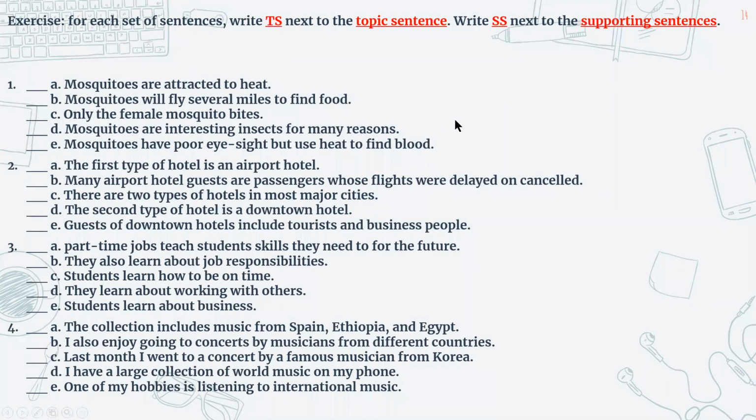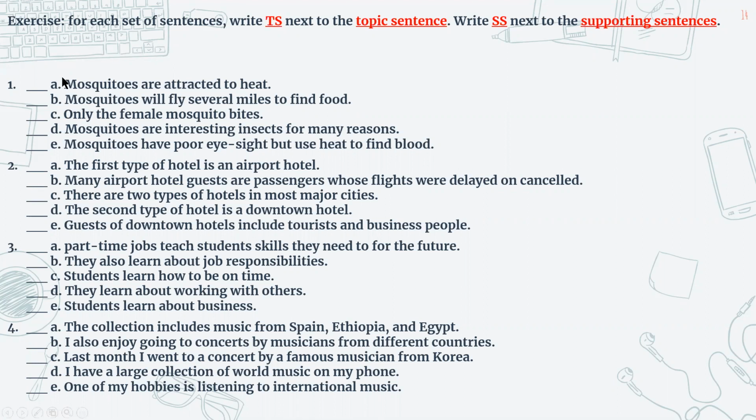For now, this is another exercise. We have four sets of sentences. Each set has five sentences. Only one of them is the topic sentence, and the rest are supporting sentences. They support the main idea, the main topic of your paragraph. I want you to pause the video and try to find the topic sentence in each set. Okay? Then come back and check your answers.